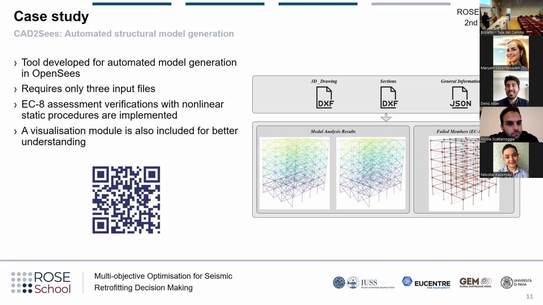We also have the visualization module, so we can see whether we are really modeling the thing or not. You can reach it from the QR code. It is available on GitHub. If you have any doubts about it, please ask, it will be very good.